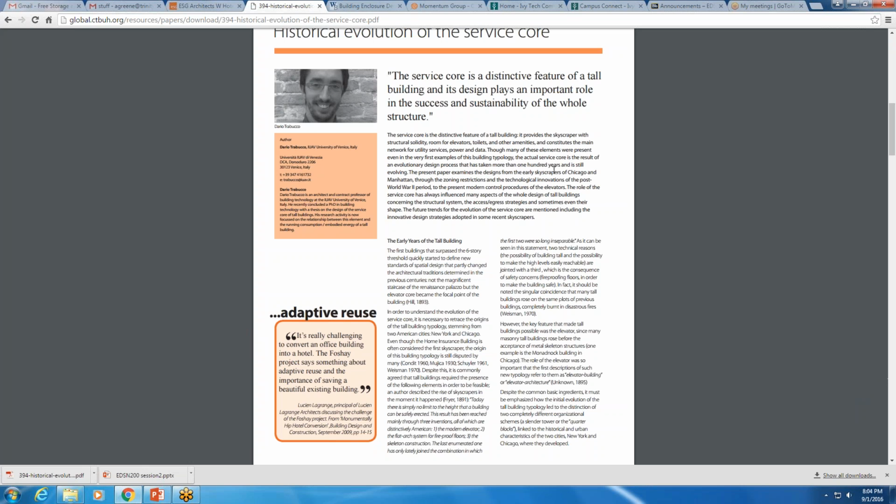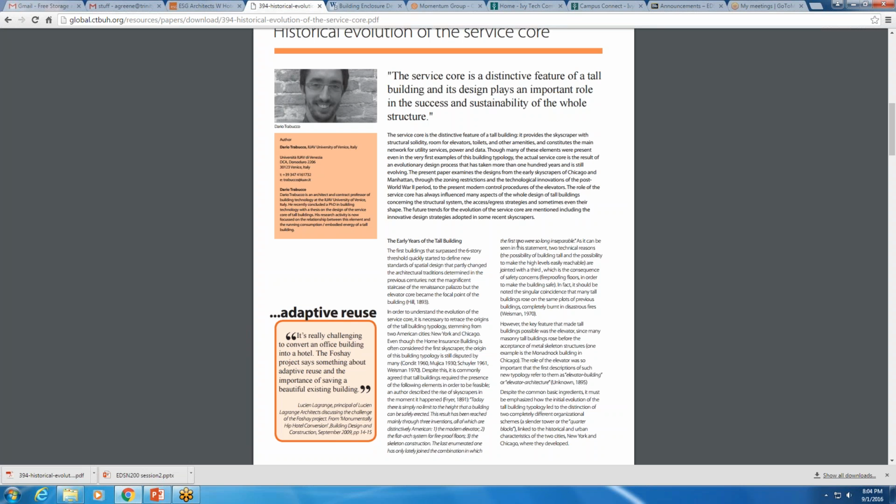The present paper examines the designs of early skyscrapers in Chicago and Manhattan through zoning restrictions and technological innovations of the post-World War II period. To present modern control procedures of elevators, the role of the Service Corps has always influenced many aspects of the whole design of tall buildings concerning the structural system, the access and egress strategies, and sometimes even their shape. The future trends for the evolution of the Service Corps are mentioned, including the innovative design strategies adopted in some recent skyscrapers.